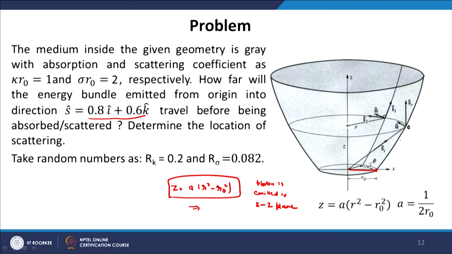Now, there may be many photons emitted, but we will take 2 special photons, a special photon with random numbers r kappa is equal to 0.2, that is the random number for the absorption is 0.2 and the random number for the scattering is 0.082. So, we have to find out whether the photon will be absorbed or scattered before it hits the surface. The properties of the gas are given. So, this is the gas property for the problem. So, let us solve this problem.